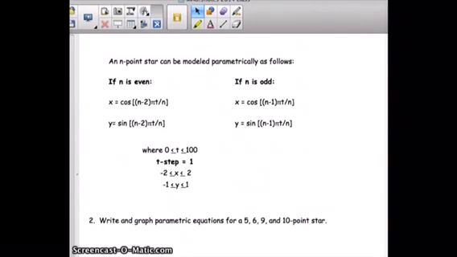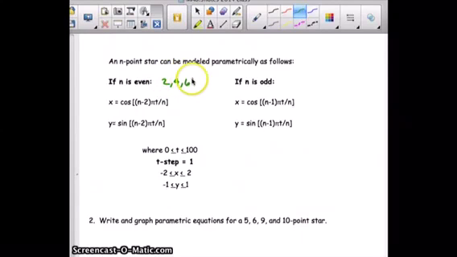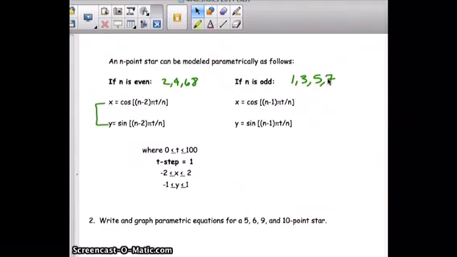So an n-point star can be modeled parametrically as follows. If n is even, and we know even numbers are 2, 4, 6, 8, then you can plug these two equations into your parametric screen. And if n is odd, and we know odd numbers are 1, 3, 5, and so forth, then you're going to use this equation.